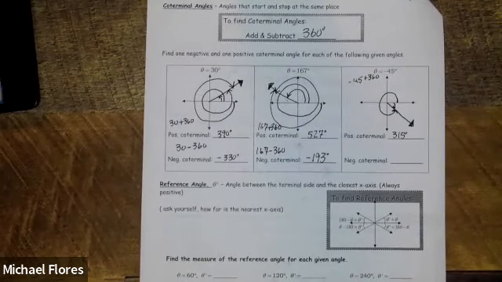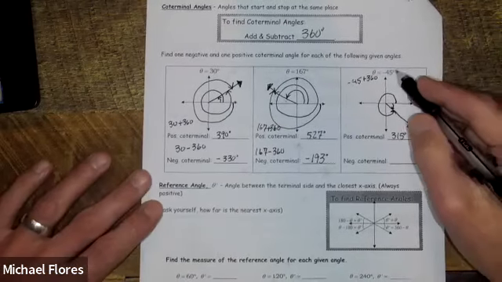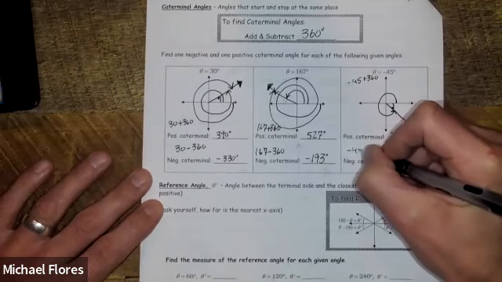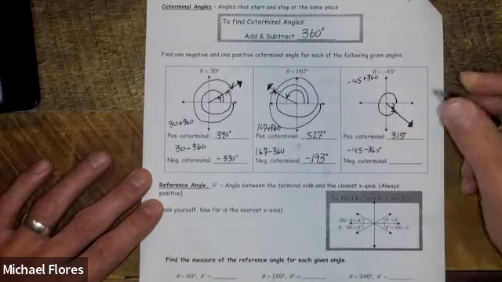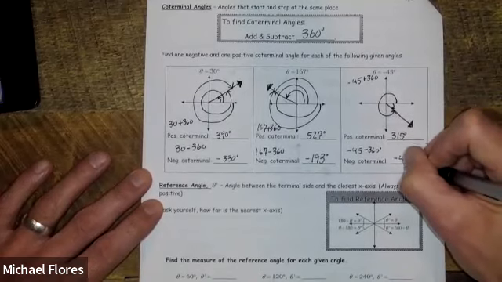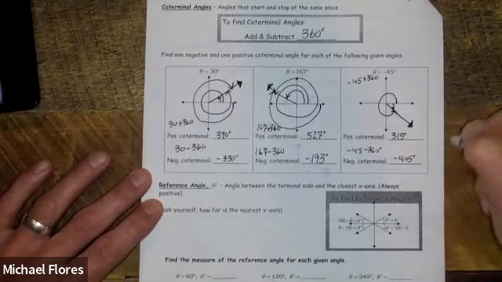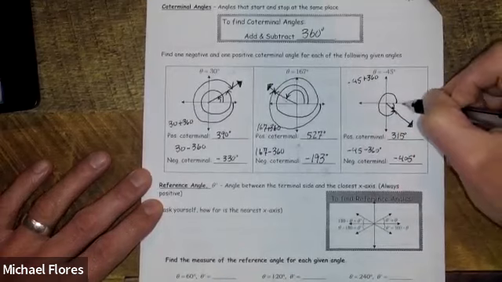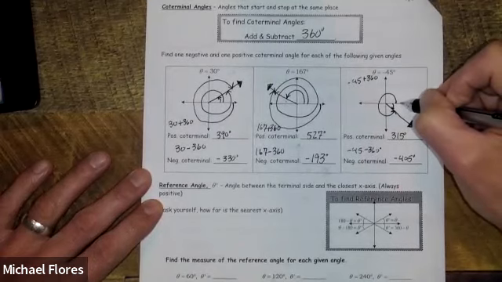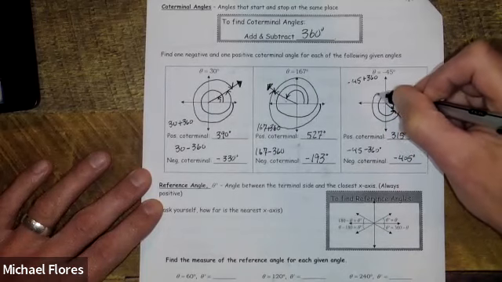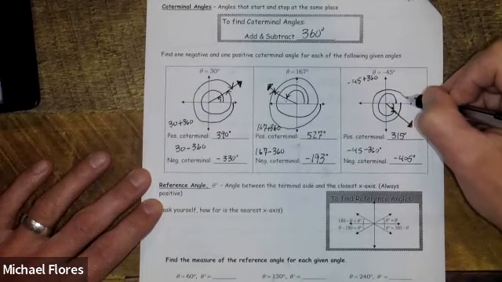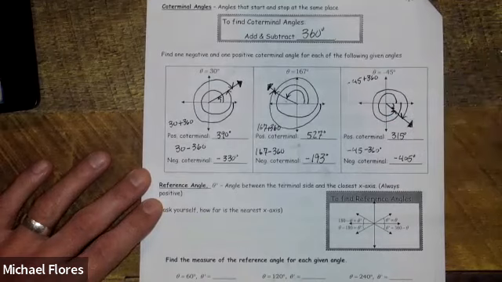In order to find the negative coterminal, we're going to start with negative 45. Subtract 360 degrees, which would give you negative 405 degrees. So in order to plot that, start at the initial side, go in a clockwise direction. You're going to pass your ray once. You have to make a 405 degree turn. Stop there.